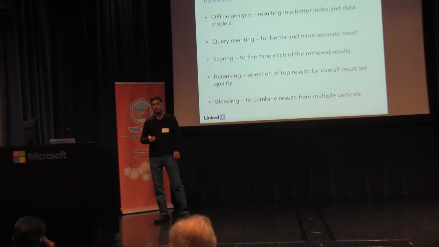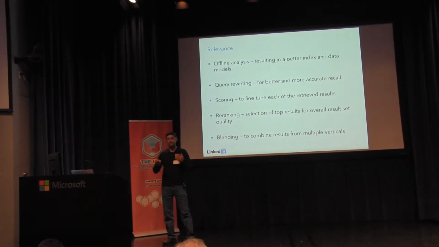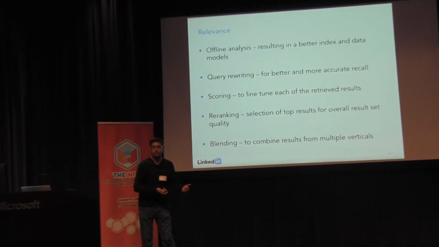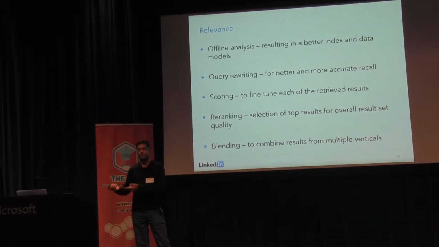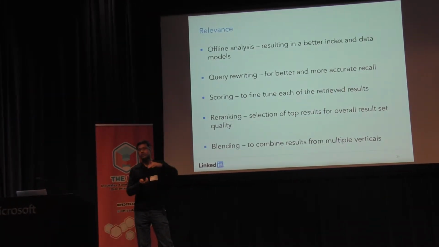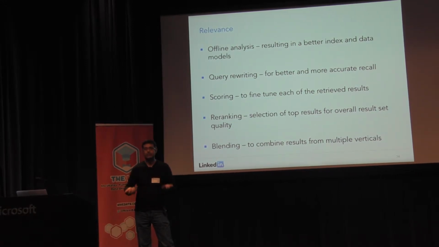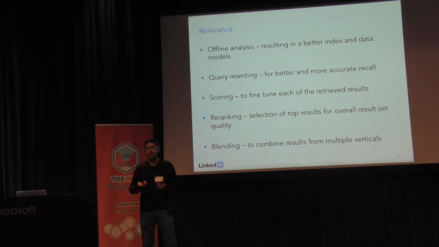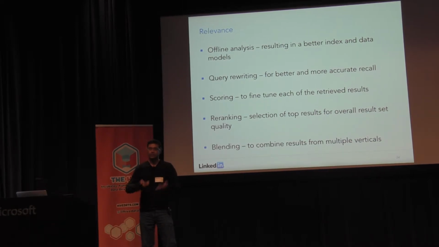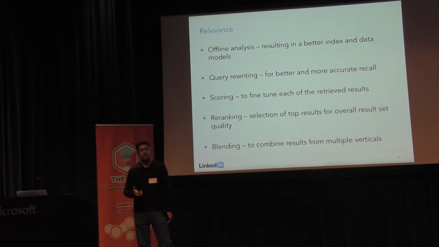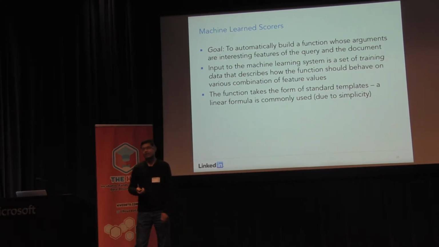And finally, blending. So suppose you have a system where you have results coming from, say, a people search index and a company search index and a job search index, and you want to present them to the user in a certain order. That order depends on what the query is, what the user's intent is, and so on. There's a lot of additional ranking that you need to do to figure out what the order of these results needs to be like. I'm going to skip the next 3 slides.